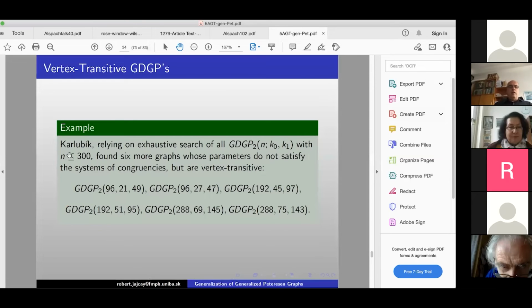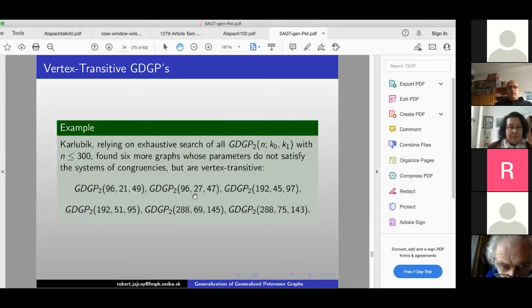So he was going all the way to n less than or equal to 300, but the only examples where you get vertex transitive graphs where the parameters do not satisfy the sufficient condition are here. So he found 6 graphs which do not belong to this family. We don't have an if and only if, but if we can find out whether these are the only possibilities that are not covered by the congruency, and if we can figure out how to describe these in general, not just for vertices up to 300, then one could possibly determine which of the GDPGs are vertex transitive.